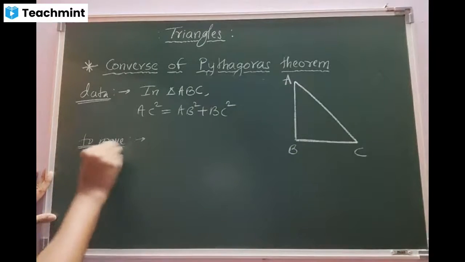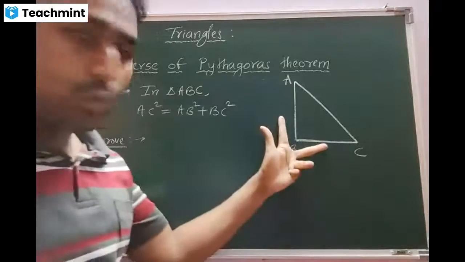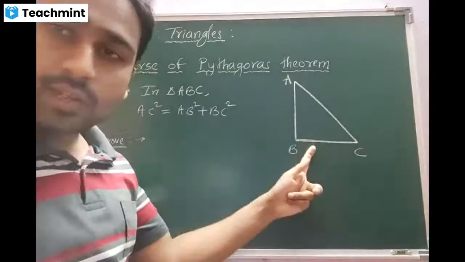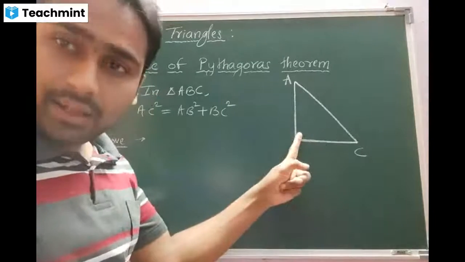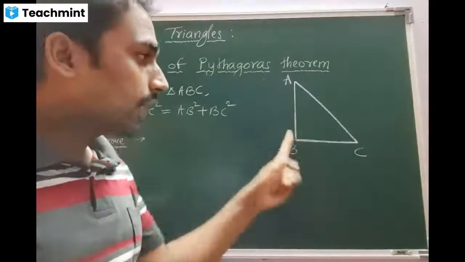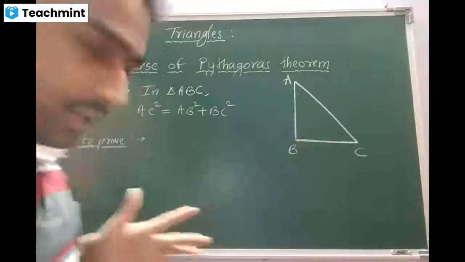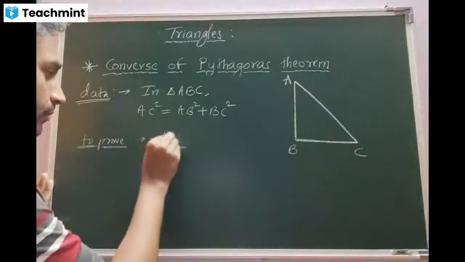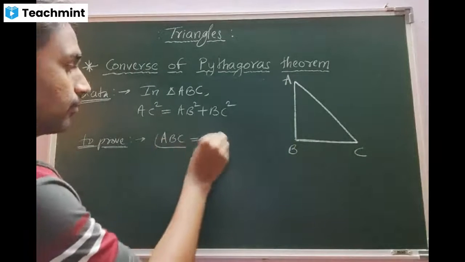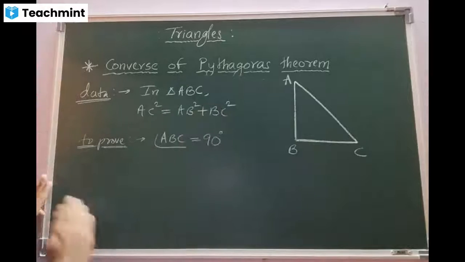To prove, what we have to prove is that the other two sides, that is AB and BC, contain a right angle. It means I have to prove angle ABC is 90 degrees. Am I right? Yes, sir. This is to prove.